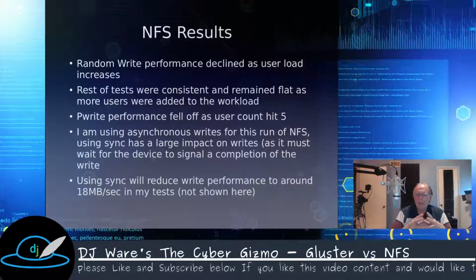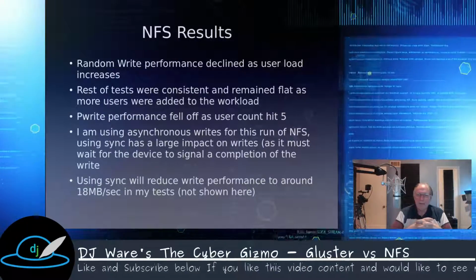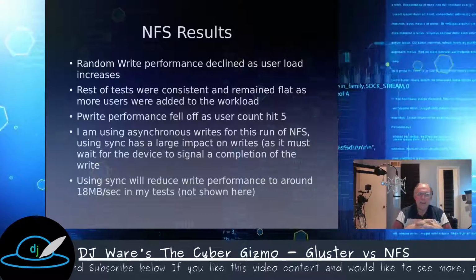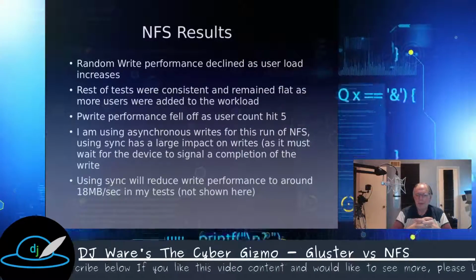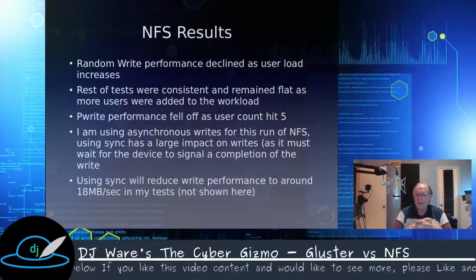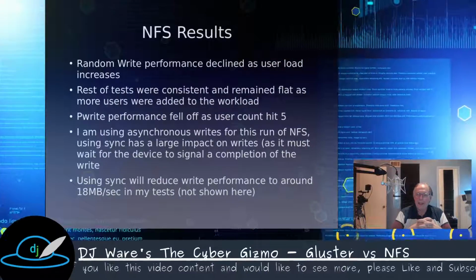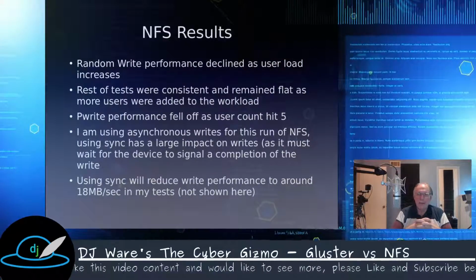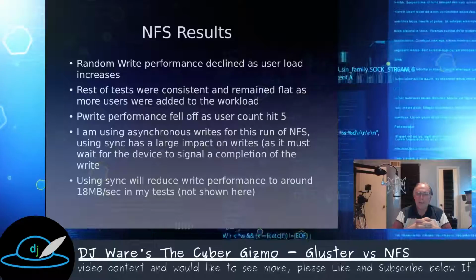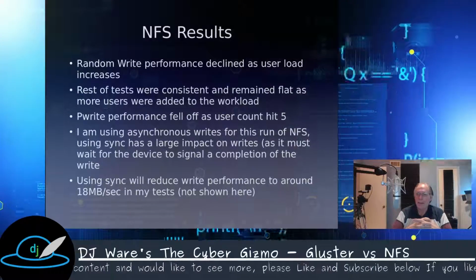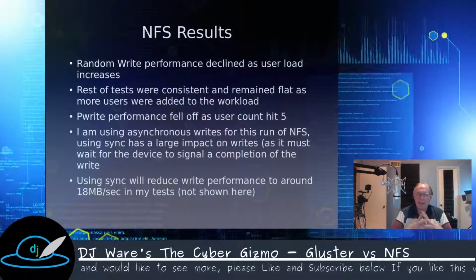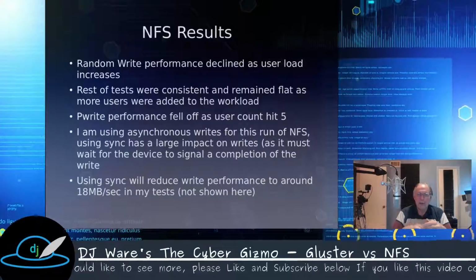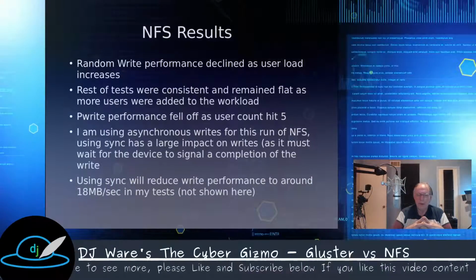I am using asynchronous writes on this run of NFS. Normally, I set up my servers with synchronous, but if you do that on the Odroid, your performance will drop drastically. When I had sync turned on, my writes were about 18 megabytes per second, and that's not very stellar. But I think that's just the overhead of all of the protocol layers that it's going through in order to accomplish that write.